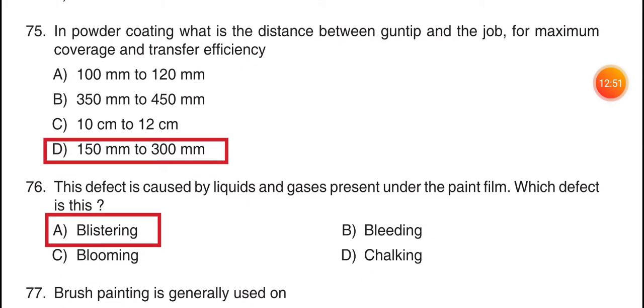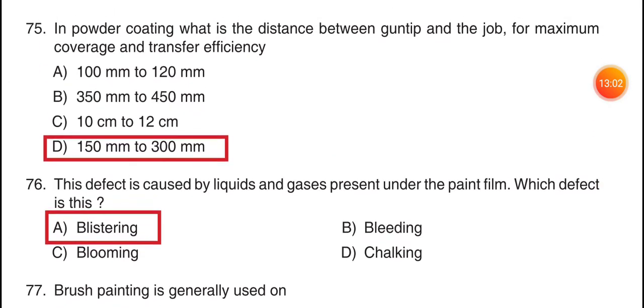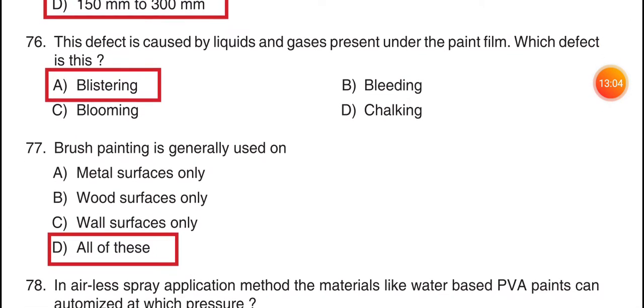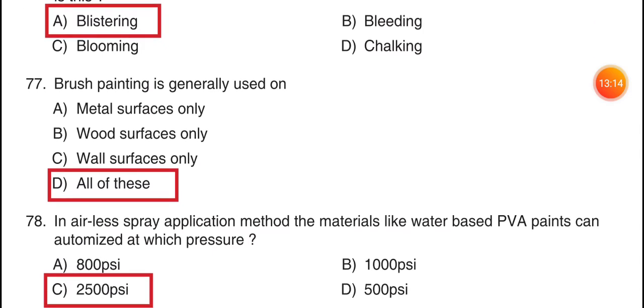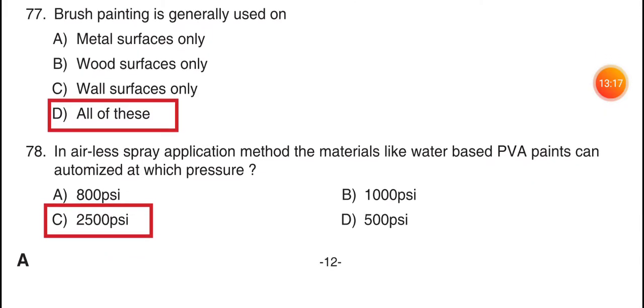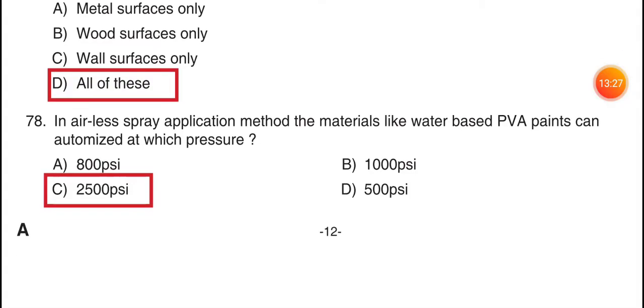75. In powder coating, what is the distance between gun tip and the job for maximum coverage and transfer efficiency? Option D, 150 to 300 mm. 76. This defect is caused by the liquid and gases present under the paint film. Which defect is this? Option A, blistering. 77. Brush painting is generally used on options metal surfaces only, wood surfaces only, wall surfaces only. Answer is all of these.